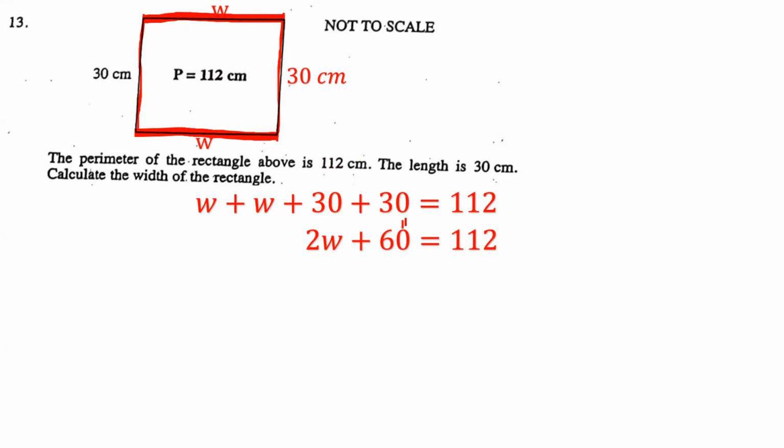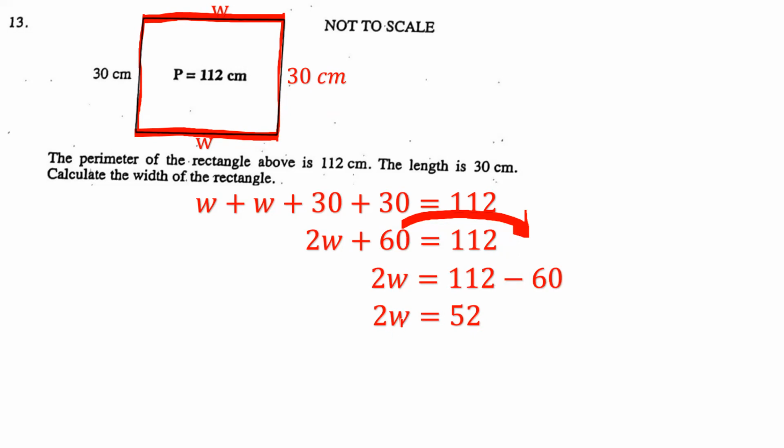What we can do here is we can send the 60 over the equal sign. And what will happen in that case? If we send the 60 over the equal sign, it becomes a negative because it was a positive here. So now we have 112 minus 60. So we have 2W is equal to 112 minus 60. What is 112 minus 60? That's going to be 52, because 112 minus 60 is 52.